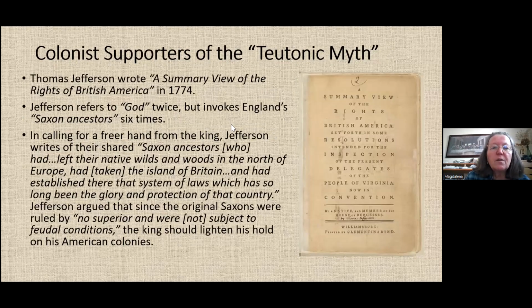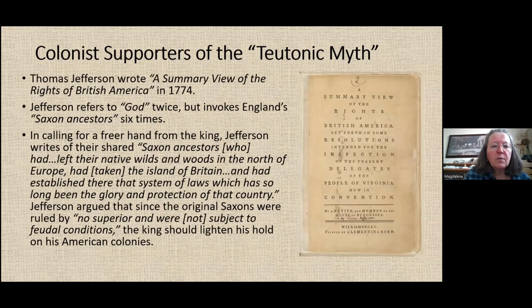Thomas Jefferson wrote A Summary View of the Rights of British America in 1774. You see it here on the right. And Jefferson refers to God twice in this text, but he talks about the Saxon ancestors 6 times. And he's calling for a freer hand from the king.